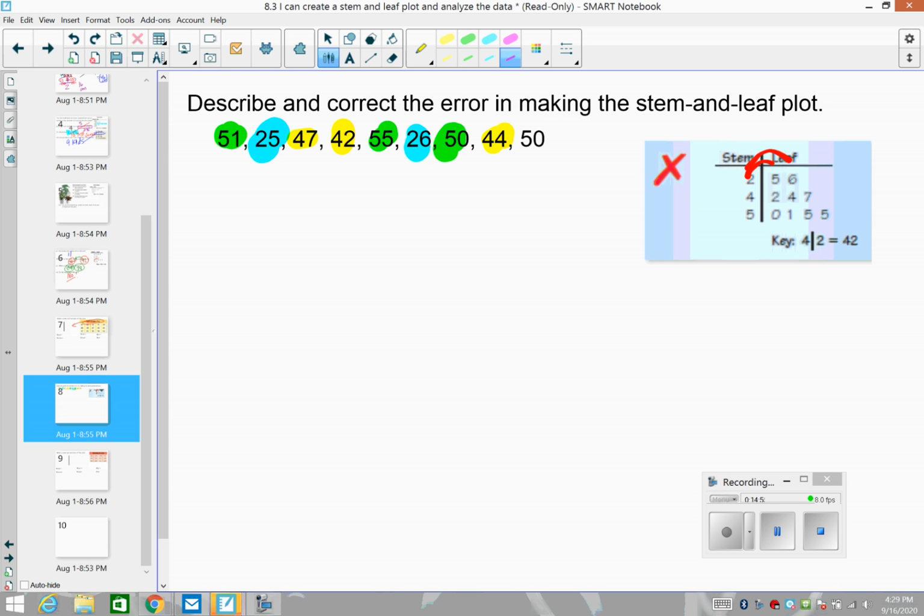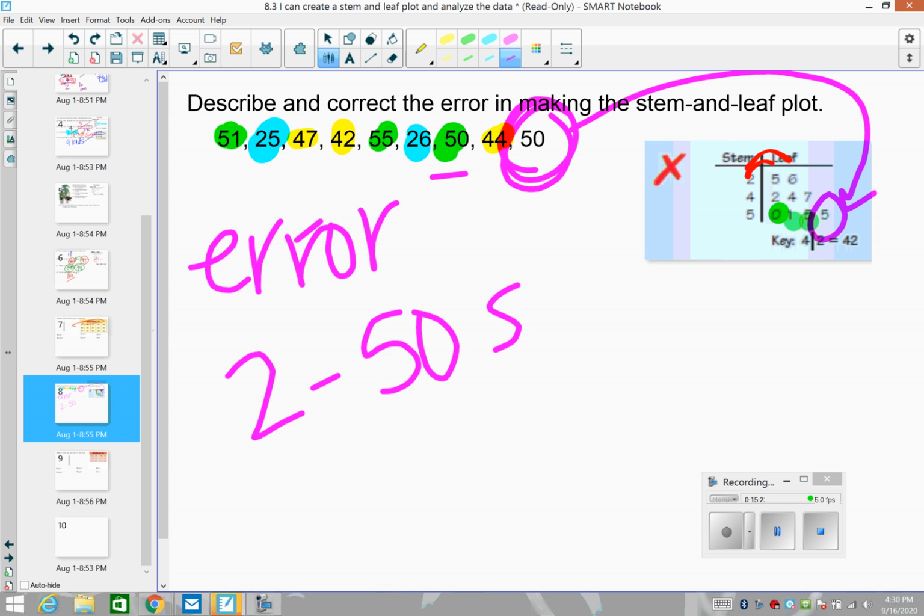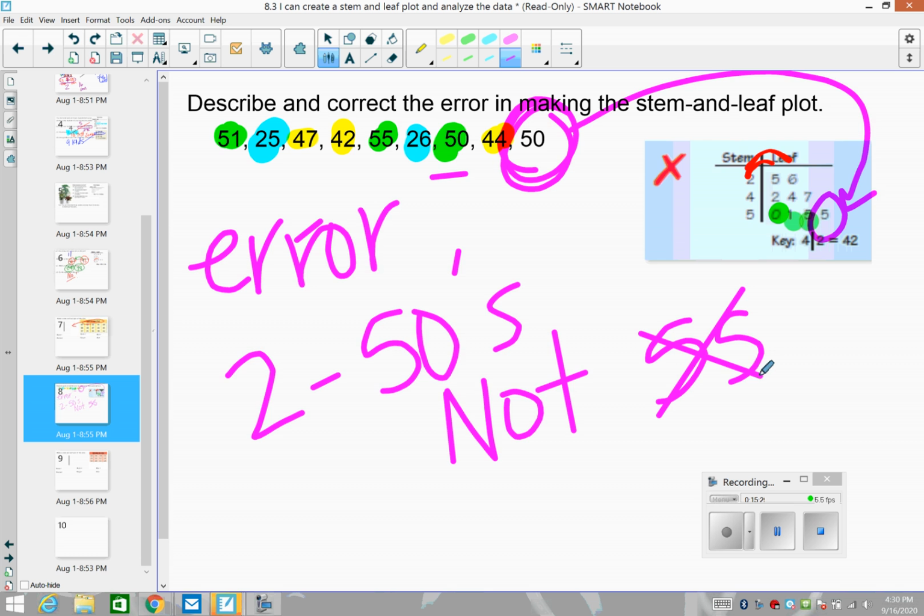So we have this data point right here that does not show up over here. So let's check out this bottom row. 50, 51, 55. But what about this 50? That was the error. So we have two 50s. So the error is that we should have two 50s, not 55s. So that is the mistake that was made in that problem.